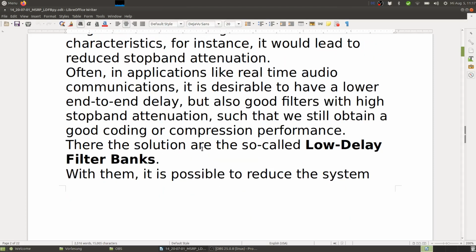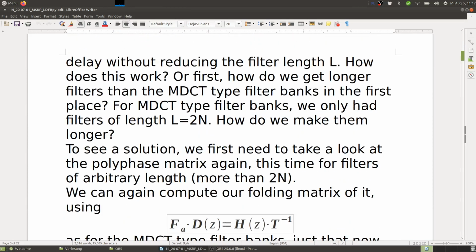So there the solution are the so-called low delay filter banks. With them it is possible to reduce the system delay without reducing the filter length L. So that's basically the solution here. We keep the filter length and reduce the delay. So it's actually pretty good. So how does this work?